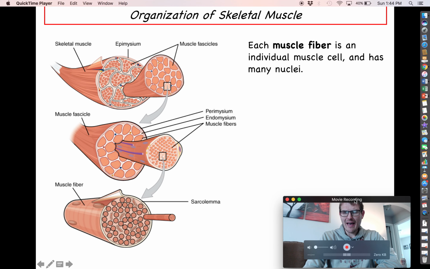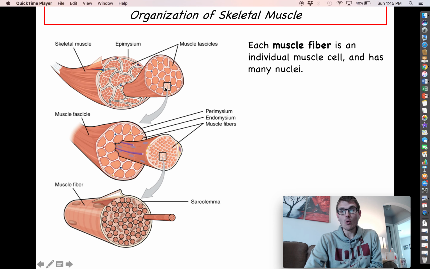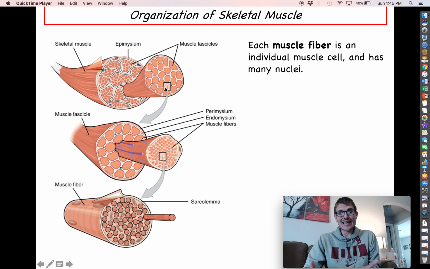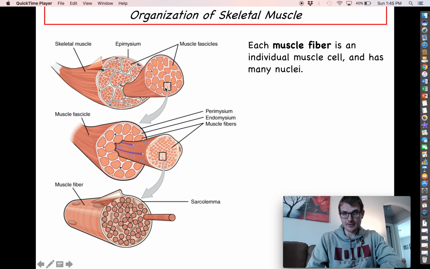Okay, so now that we've had that discussion, and we'll bring that up again when we start talking about cardiac muscle again, let's talk about skeletal muscle in particular. Every muscle fiber in skeletal muscle, and really with other types of muscle as well, is actually an individual muscle cell. One single individual cell with its own plasma membrane, its own nuclei, its own mitochondria, its own endoplasmic reticulum, everything.